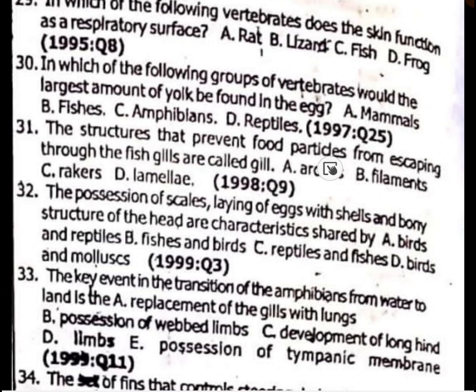31. The structure that prevents food particles from escaping through the fish gills are called gill rakers. 31 is option C, gill rakers. We've touched this previously in question 22.